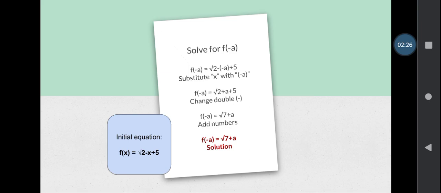Now we are going to add our 2 and our 5 together. We're going to add our numbers, and that gives us f of negative a equals the square root of 7 plus a, which is also our solution.